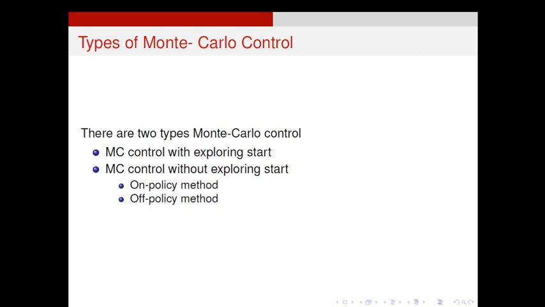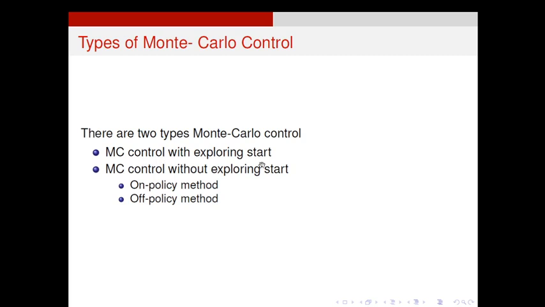One is on-policy method and second one is off-policy method. This MC control without exploring start will be attained with the help of on-policy method and off-policy method. So first of all, we will see what is MC control with exploring start.